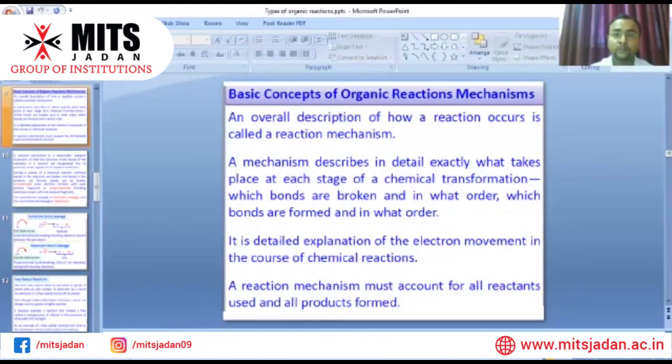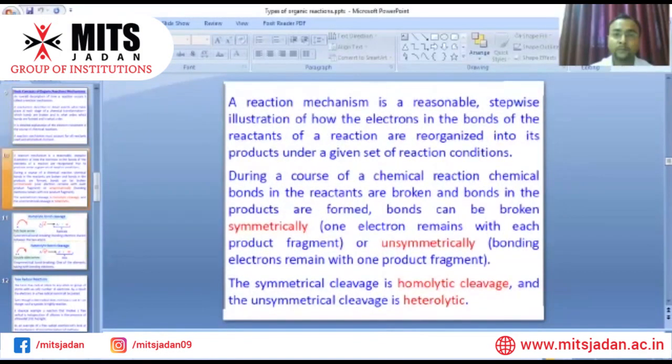The organic reaction mechanism describes the chemical reaction, how the electrons and bonds of the reactants behave under a given set of conditions. During the course of a chemical reaction, chemical bonds in the reactants are broken and products are formed. In symmetric breaking of the bond, one electron remains with each product fragment, and in unsymmetrical breaking, the bonding electrons remain with one product fragment. So symmetric breaking gives homolytic cleavage. In the coming slide, we will learn how bonds break symmetrically and unsymmetrically.